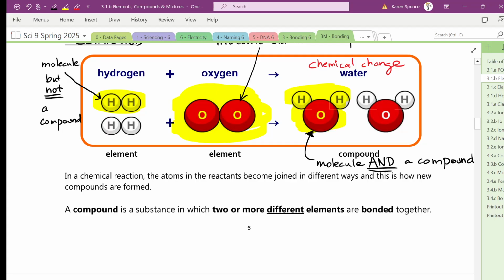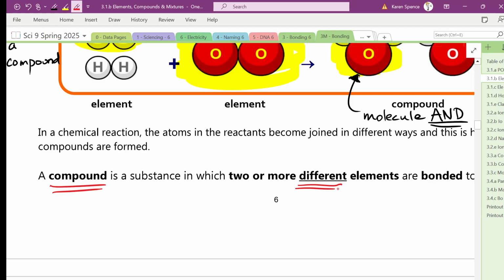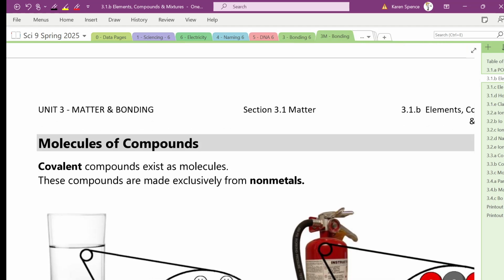In a chemical reaction, the atoms become joined in different ways. And this just reiterates, a compound is when you have two or more different elements that are bonded together. Okay? Right.